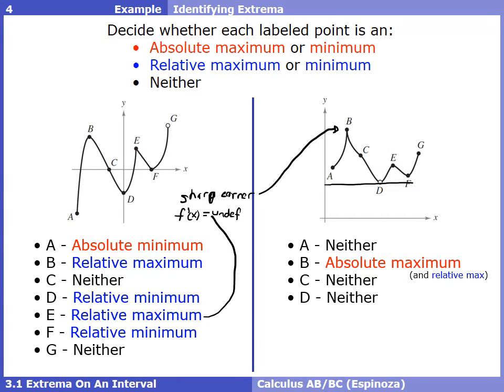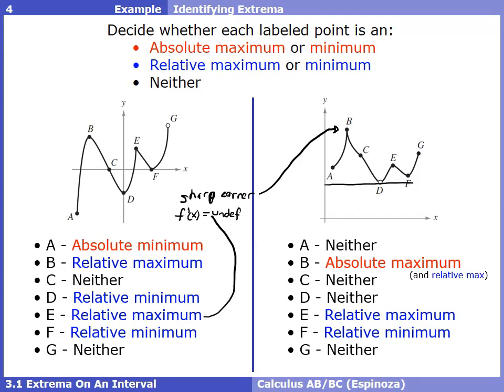Point E. It's not the highest point in the graph, but it is a hill, or the derivative is 0 there. It's not a sharp corner, but it is a hill. So we can say that it's a relative max. Point F, kind of the same thing, except it's a valley. So we're going to call that a relative min. It's not the lowest point on the graph, so it's just a relative min. Point G, it's not a hill or a valley. It's not the highest point in the graph. It's not the lowest point on the graph, so that's just neither.